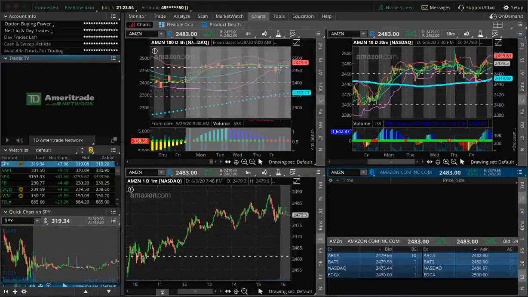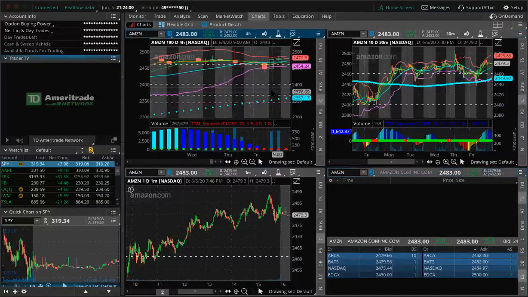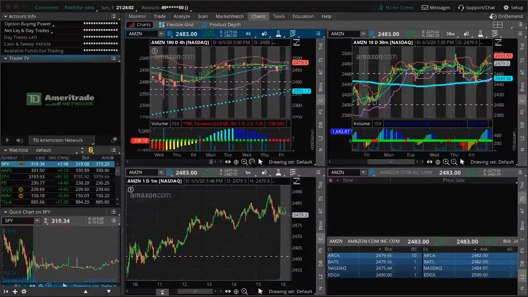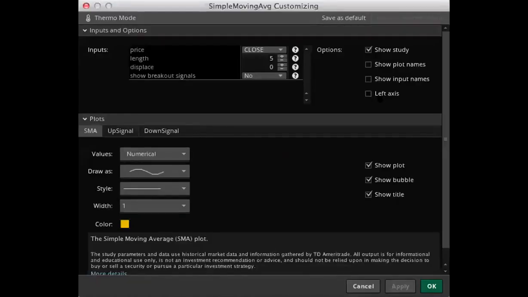Hammer, the tail of a hammer. And someone said you couldn't see my pop-up screen. I'm sorry, let me just redo this for you guys so you can see. Okay, so this is the 5 simple moving average. Let me just switch over. Okay, can you guys see my screen now? I'm sorry about that.